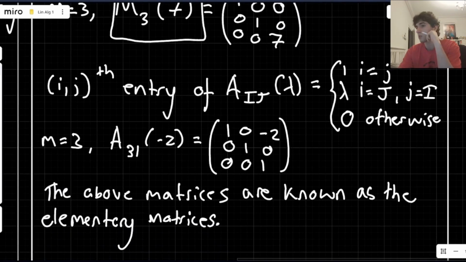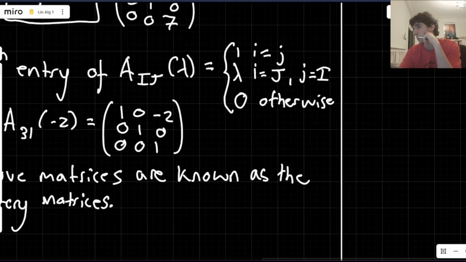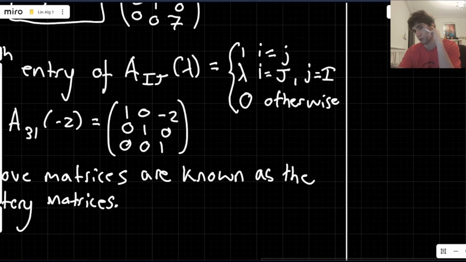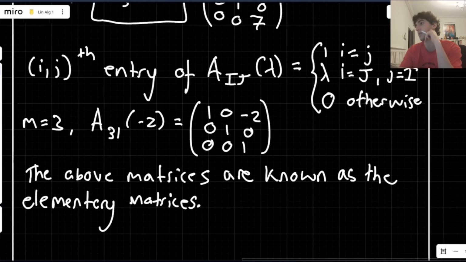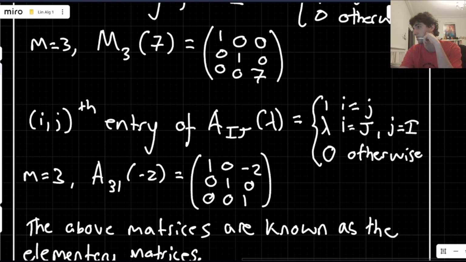Same thing here. In this case, we're adding minus 2 times row 3 to row 1. So you take the 3 by 3 identity matrix, and you multiply row 3 by minus 2, that gives you 0, 0, minus 2, and you add it to row 1, which is 1, 0, 0. So 0 plus 1 is 1, 0 plus 0 is 0, and minus 2 plus 0 is minus 2. So you're going to have 1, 0, minus 2, 0, 1, 0, 0, 0, 1, which is exactly the matrix that we have here. So it is a true fact that you can construct all of these matrices.